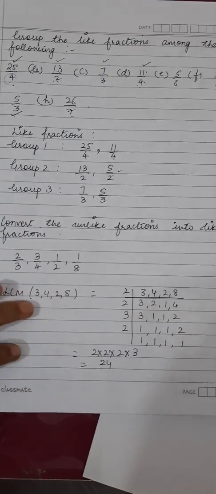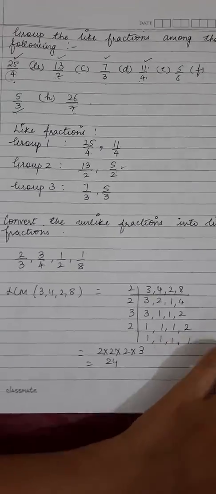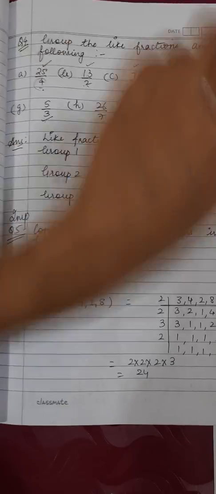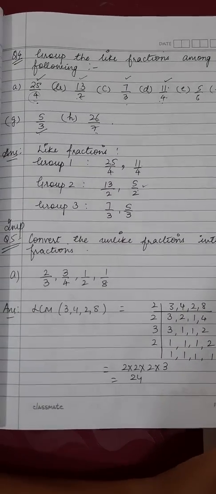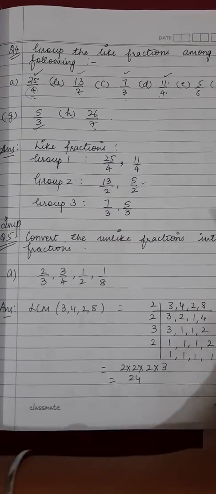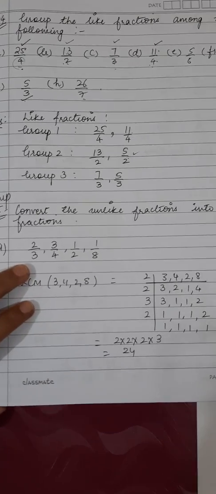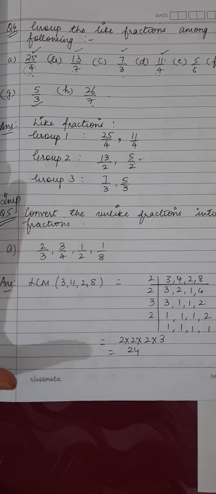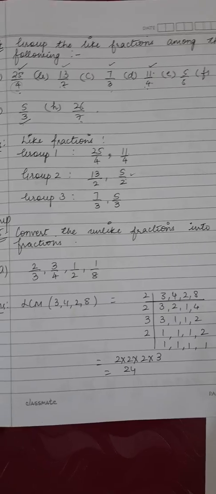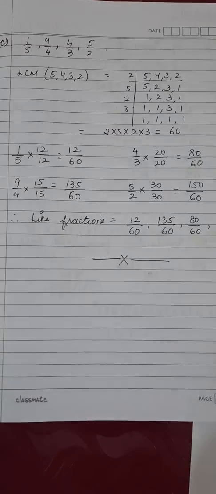You can do these questions by yourself. Try these questions by yourself first, and only then look at the video so that you can check your answer. Now let's move to the next. Question number 5. Convert the unlike fractions into like fractions. See, I will not be doing all the parts. I can show you the solution, but I will be solving only 1 or 2 parts. Right?